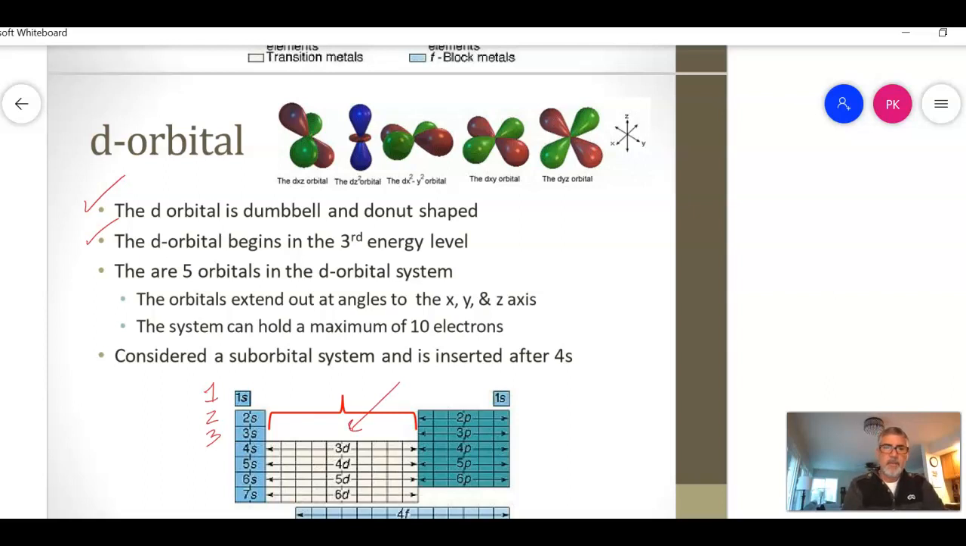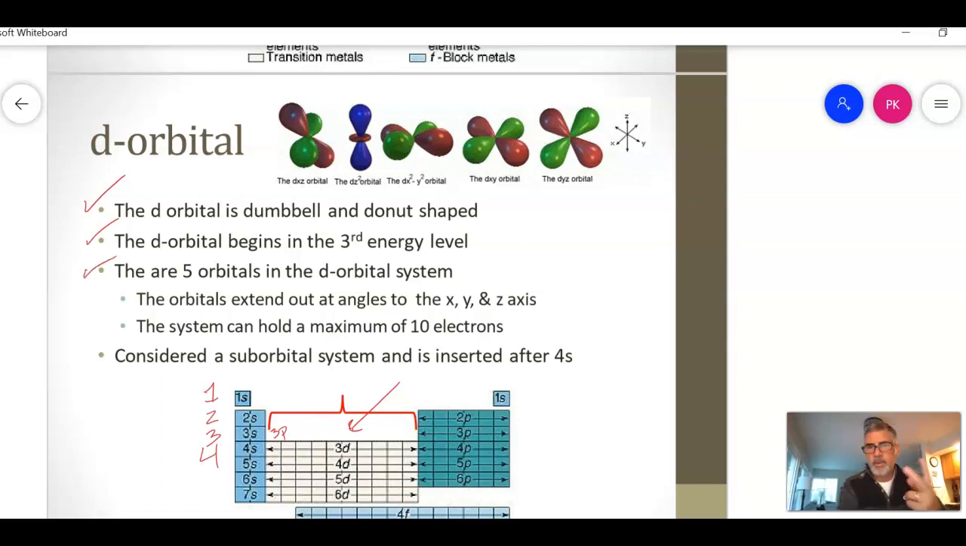Now, the D is what's called a suborbital system. But this is 3p here. So it's a suborbital system, a subbonding orbital system. We'll talk about that in the next lecture. But the transition metals start at 3d. So there are 5 orbital systems.